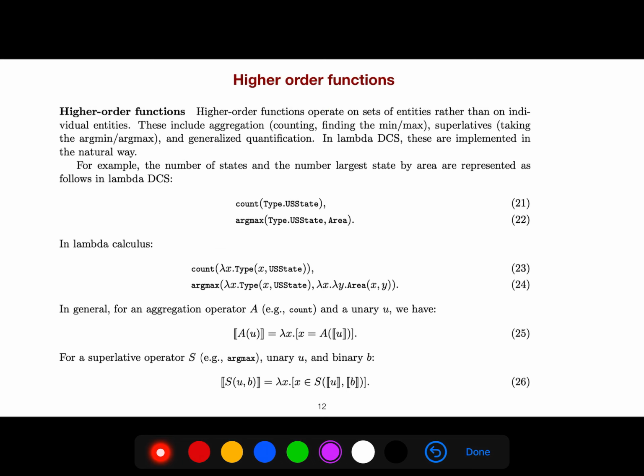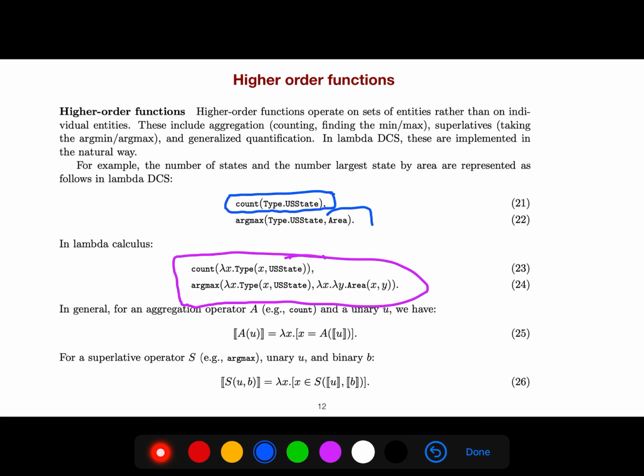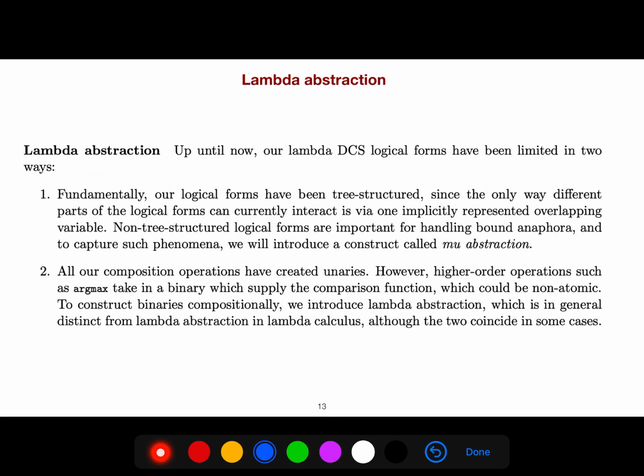And higher order functions. For example, in Lambda calculus, we say count of these, which is very mouthful, but in Lambda DCS, we just say count of type of US state. You see, it's so beautiful, so meaningful. And then Lambda abstractions.